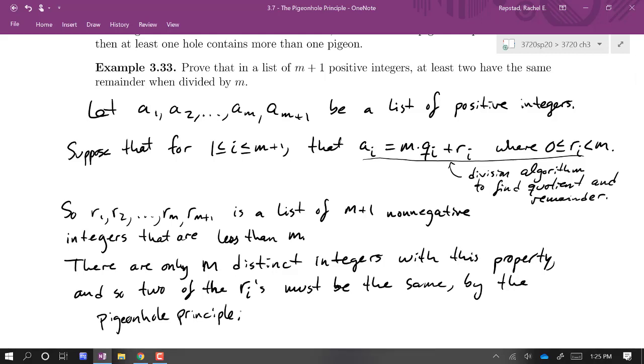And if two of those r sub i's are the same, that means that two of the a sub i's have the same remainder when divided by m.